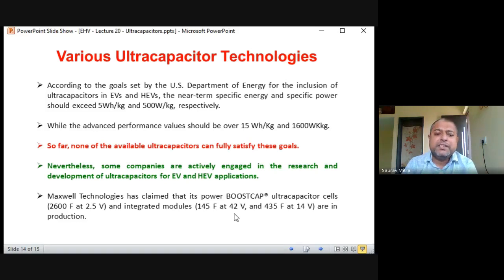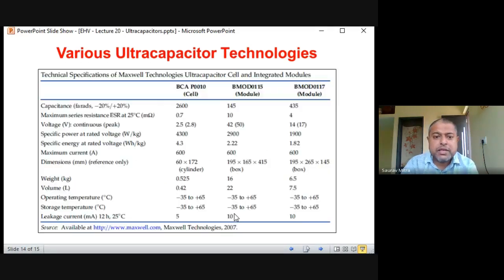So there are three different things which the Maxwell company is producing, and here are the different ultracapacitor technologies available in the market. You can see this chart, and what is the capacitance, what is the series resistance. It is 0.7, 10 ohm and 4 ohm likewise. How much is the continuous and peak voltage? Voltage is 2.5 and peak is 2.8 volt. Voltage is 42 and peak can go to 50. So these three modules are compared, along with their volume, weight, and operating temperature.